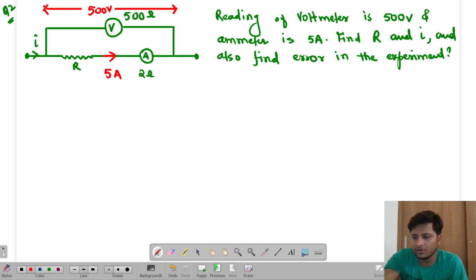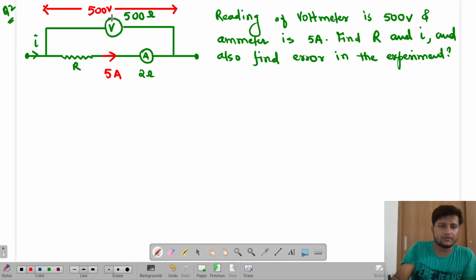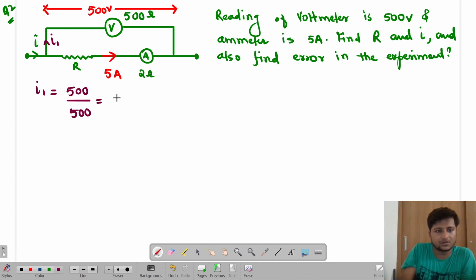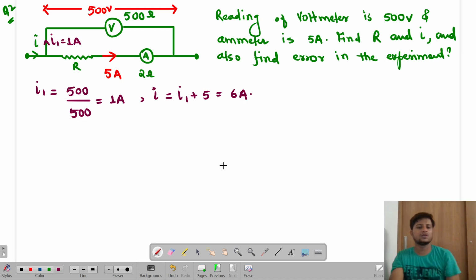What is the concept to apply? Can you tell me? Which concept will I apply? See, if there is a drop and there is a resistor, then I can replace it like a resistance, or not? So there is some current I1 over here, and here already 5 amperes is given. I1 is equal to how much? Simple: V is equal to IR, so I is equal to V by R. V is 500 divided by 500, so it is 1 ampere. Here the current is 1 ampere, here the current is 5 amperes. So I net is I1 plus 5, which is equal to 6 amperes, isn't it?